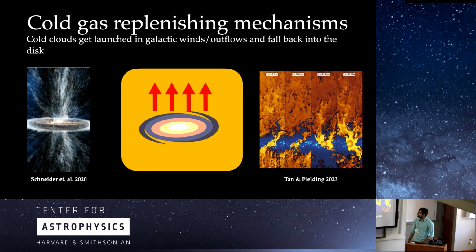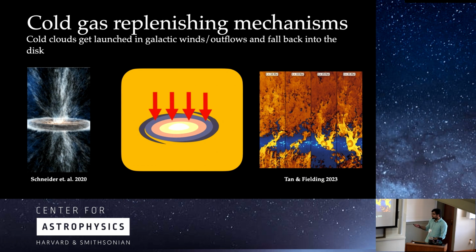We've already heard about this, so I won't spend much time on it. The basic idea is that there are two possible ways to get star formation in the disk. You need to replenish the cold gas for star formation. One way is to launch galactic outflows and then the clouds fall back down. That's my little cartoon that I made.